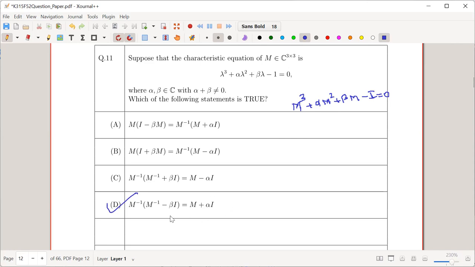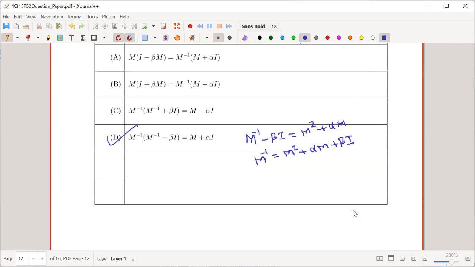Why? Look at the last option, and just multiply M on both sides. Therefore, on the left-hand side, M inverse and M cancel. We have M inverse minus beta times identity. Since we are multiplying M on both sides, M into M square plus alpha times I into M is nothing but M. Now we take this beta I to that side. We have M inverse equal to M square plus alpha times M plus beta times I.